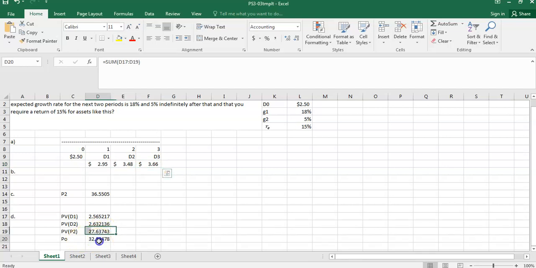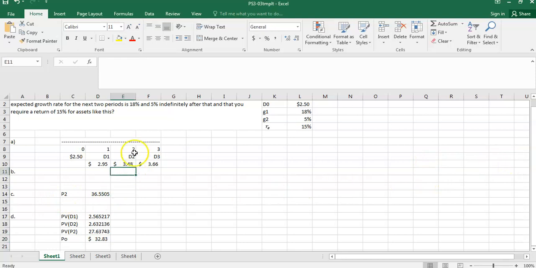Anyway, our current price for this stock should be in the neighborhood of $32.83, reflecting the present value of the future cash flows. A common question here is, why didn't we have to discount dividend 3? The answer to that is that, well, we did. We discounted dividend 3 and dividend 4 and dividend 5 and dividend 578. We discounted this infinite stream of growing cash flows when we found P2.